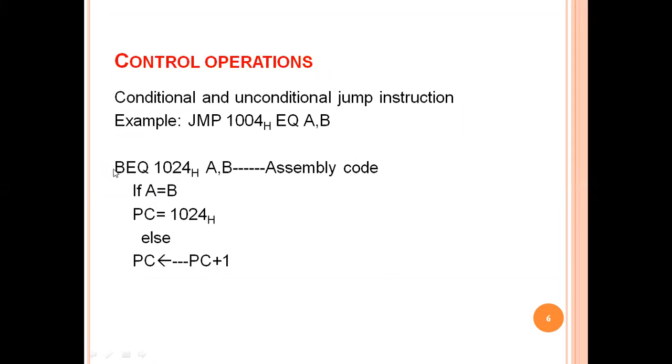That means suppose the address of the BEQ is 100. That means the next address will be 100 plus 1, that means 101, and the value of the PC will be 101. If this condition is satisfied, there will be a new value of the PC. If not satisfied, the PC will execute the next instruction after BEQ. Clear? So this is called the control operation. So these are the 4 types of operation we use actually in computer organization.